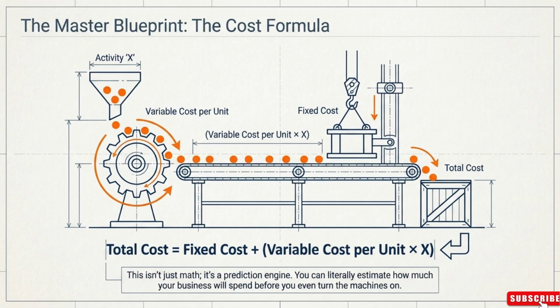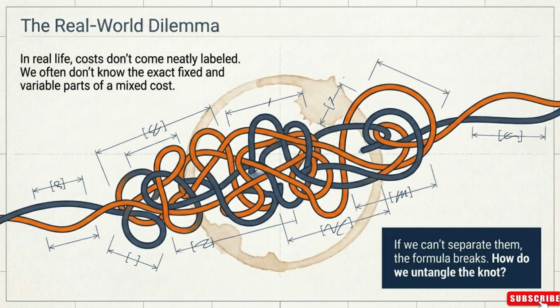To bring this all together, we use a prediction engine called the cost formula. Total cost is equal to fixed cost plus variable cost. If you choose the wrong X, the activity or driver, your entire analysis crumbles. But here is the problem: in real life, cost doesn't come neatly labeled. How do we untangle a mixed cost if we don't know the fixed or variable parts?